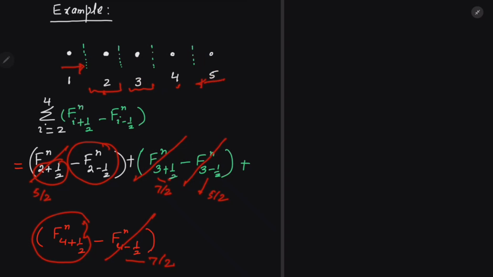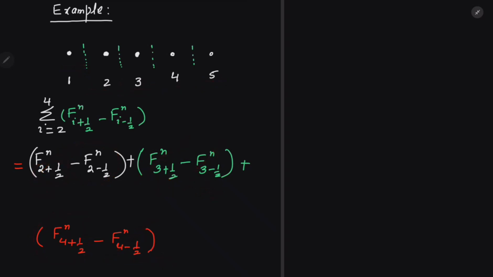So this is all about the conservation law. It means that the quantity remains conserved. This method is conservative. So this was an example of flux cancellation.